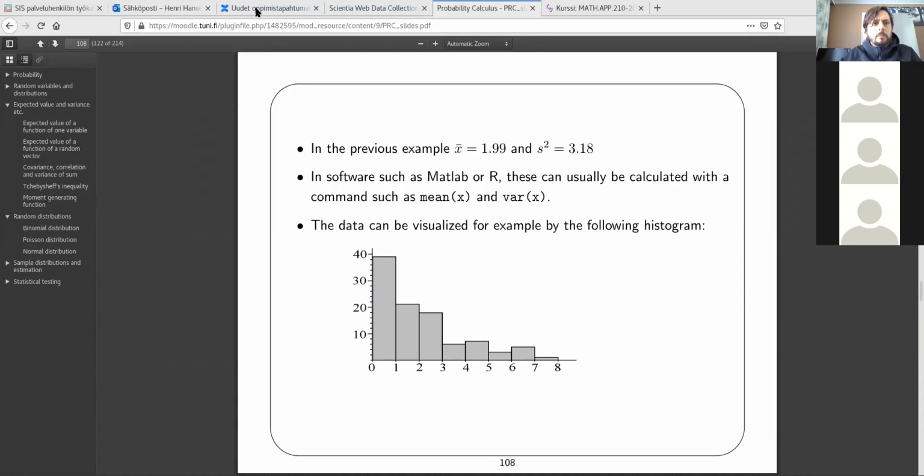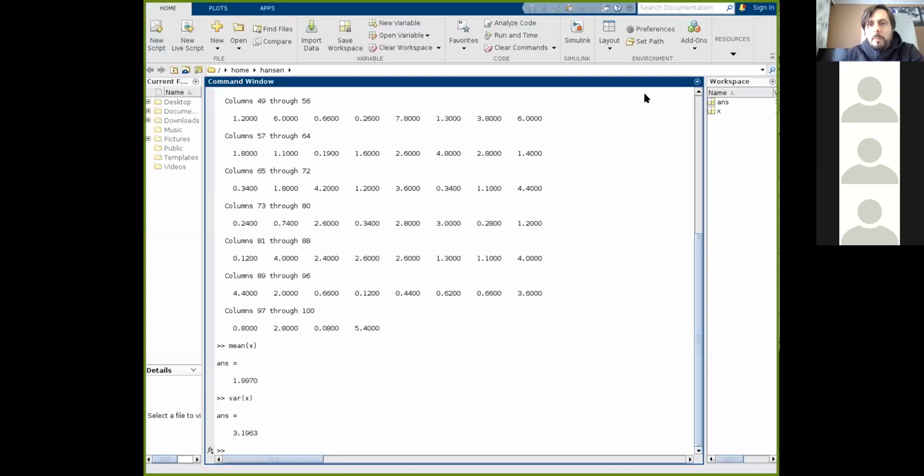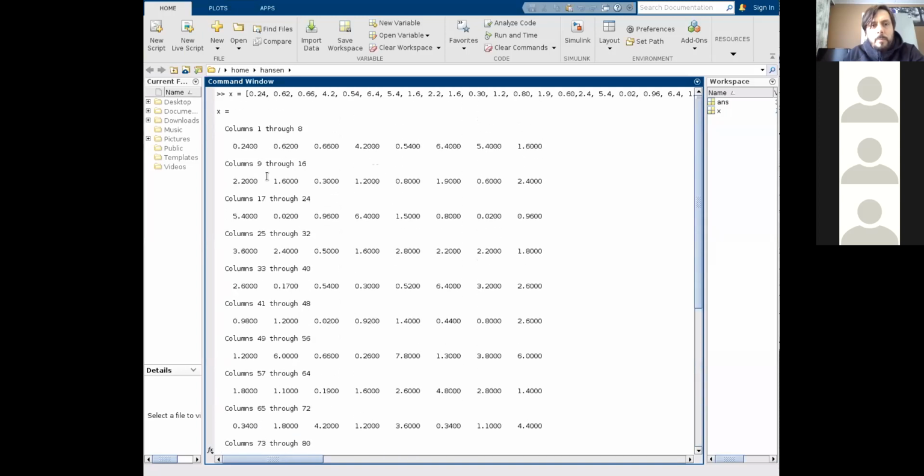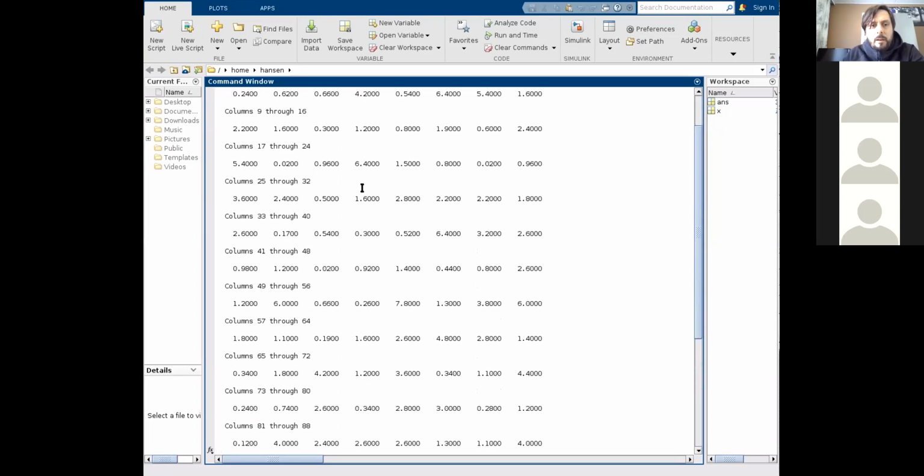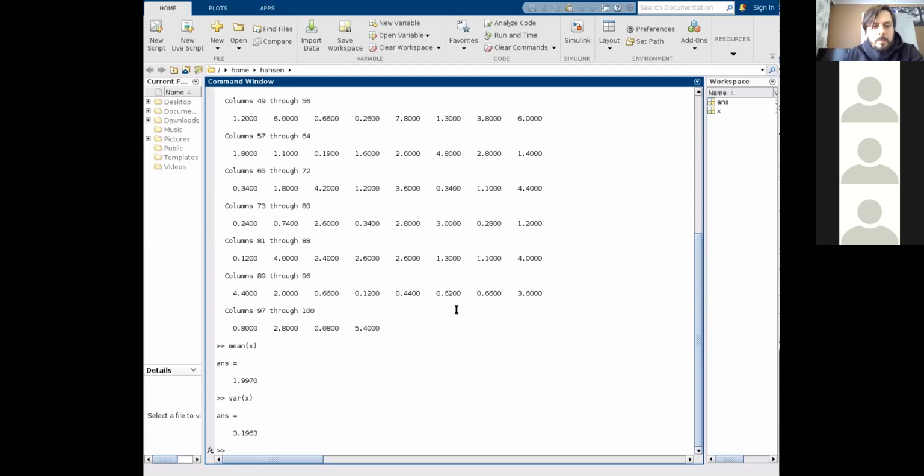Yeah. So I'm going to stop here for a second. Let's do this, I'm going to resume recording. So like I said here, I just copy pasted the X here and calculated the mean and the variance. All right. Let's get back to the material.